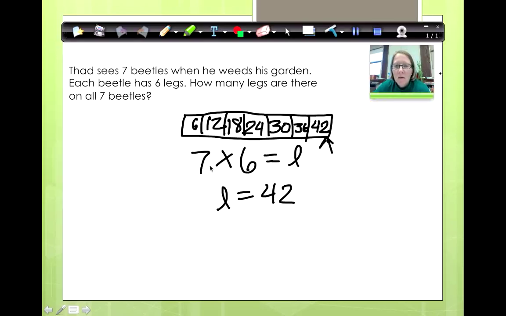Now, when we do a division problem, we would do the same thing and we would put our L there. We've done this before.